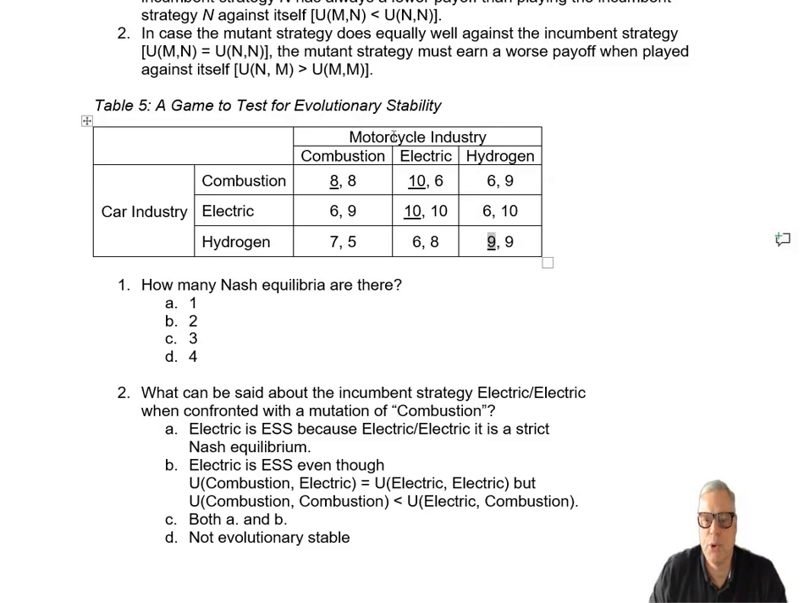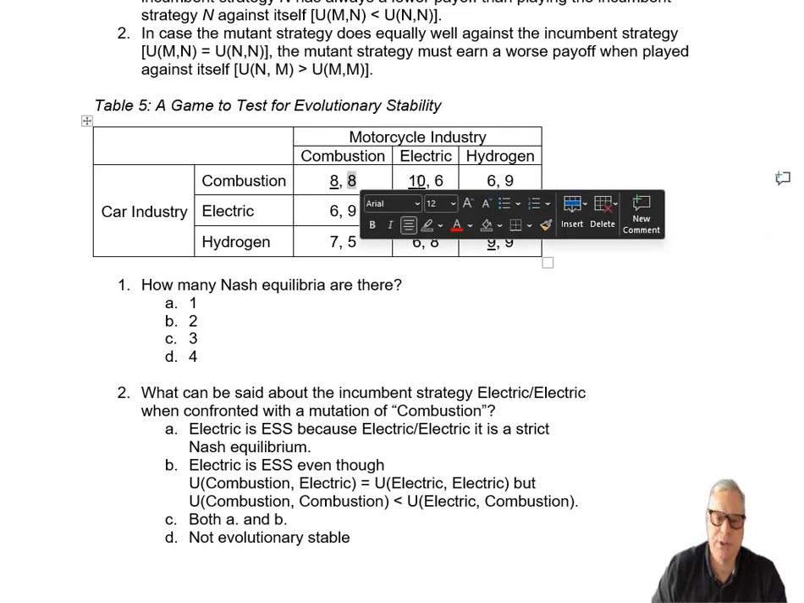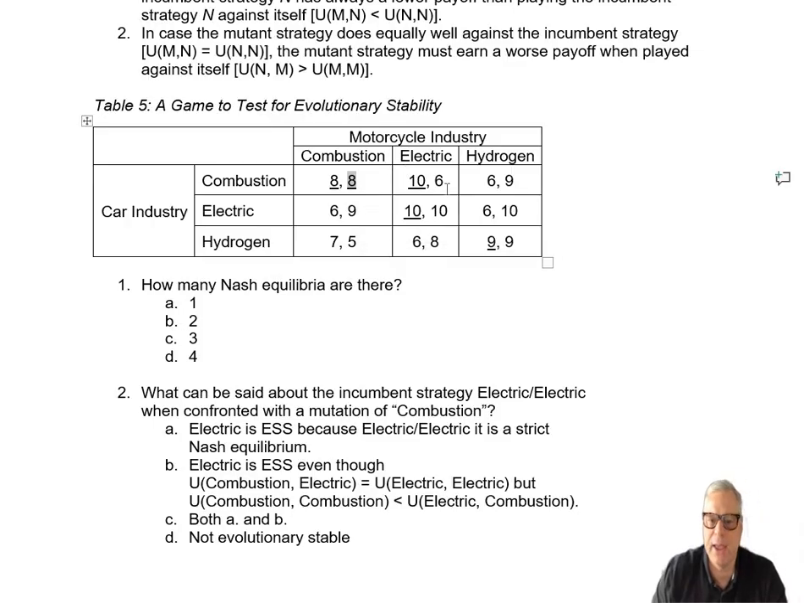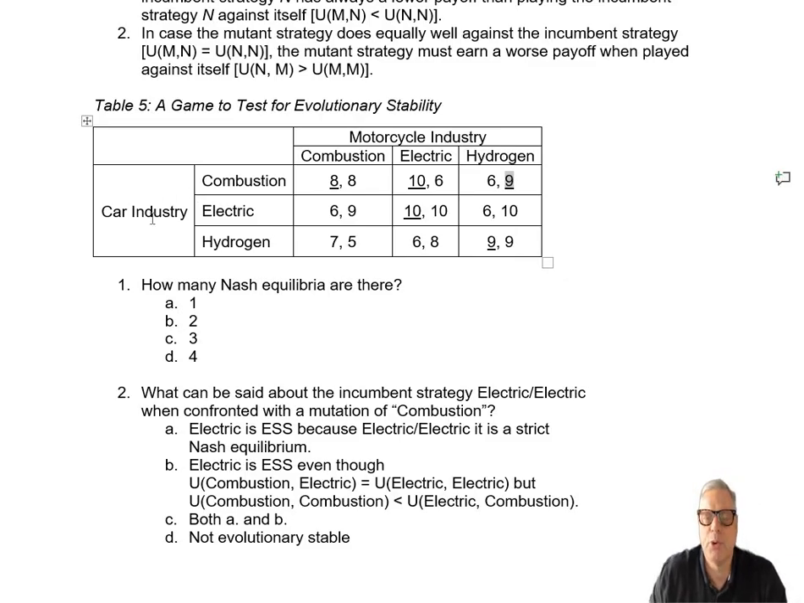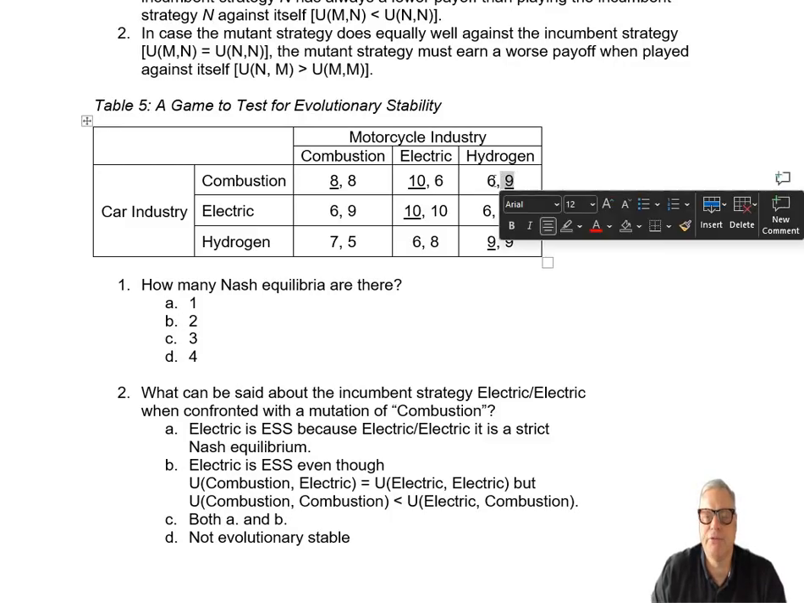Now let's turn to the motorcycle industry. If the motorcycle industry thinks that the car industry pursues combustion, then shall the motorcycle industry pursue combustion? And the answer is yes, because the payoff of 8 is bigger than 6. Oh no, that's actually wrong. There's a 9. That's the highest here. So then if the motorcycle industry thinks the car industry goes for combustion, then going for hydrogen has the highest payoff. 9 is bigger than 6 and 8.